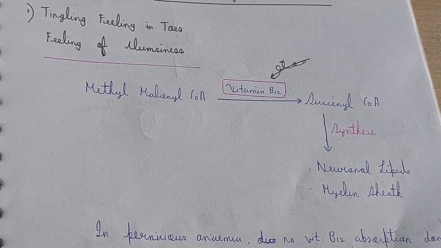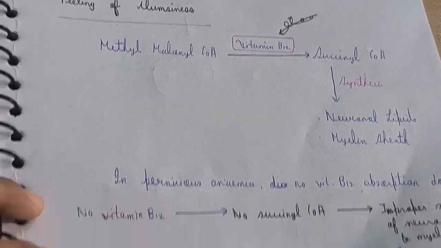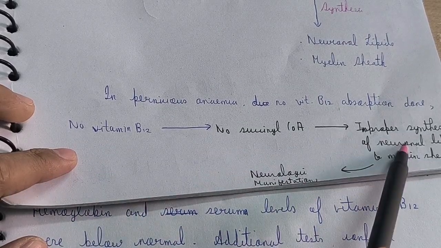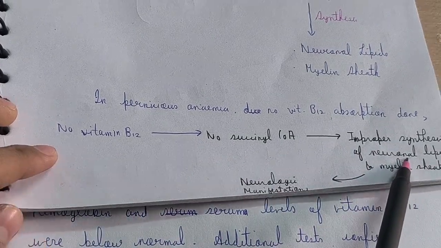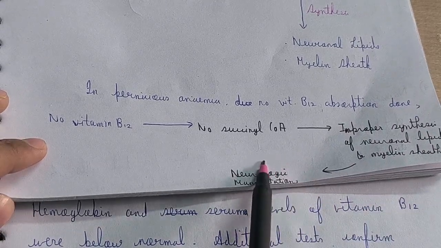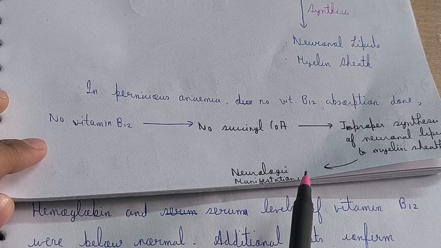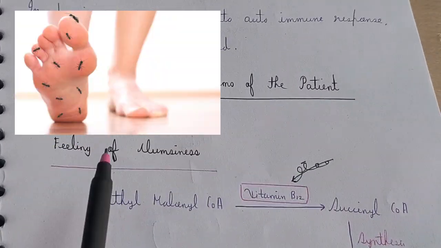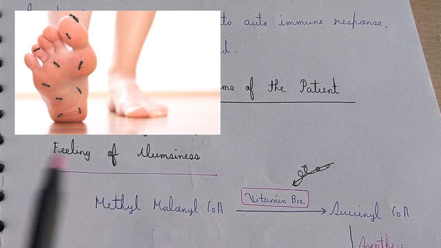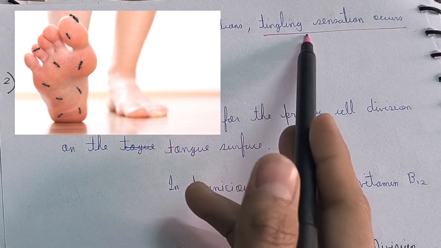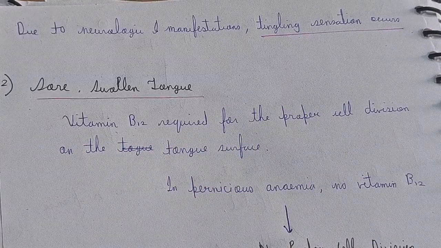Now, due to the absence of vitamin B12, there is no succinyl coenzyme A, so neuronal lipids and myelin sheath synthesis of neurons are affected. As a result, neurologic manifestations occur, basically a tingling sensation and a feeling of clumsiness in the patient. So I have written that due to neurologic manifestations, a tingling sensation occurs.